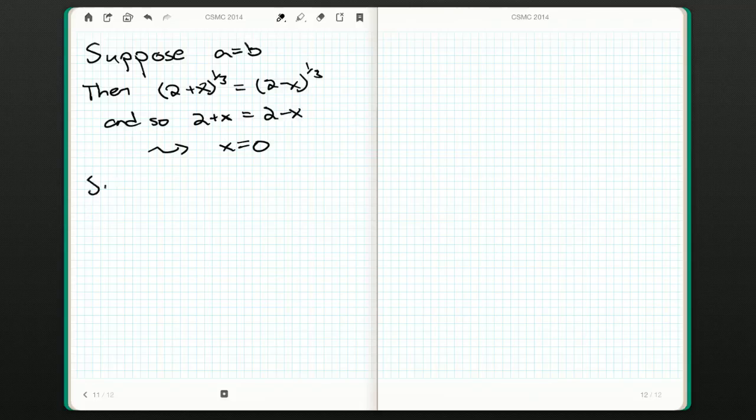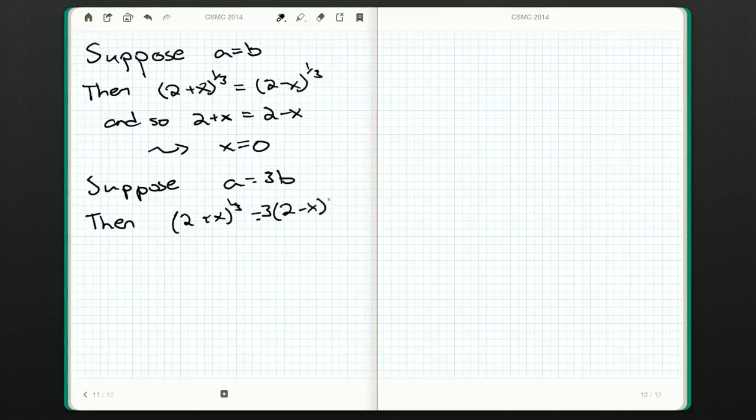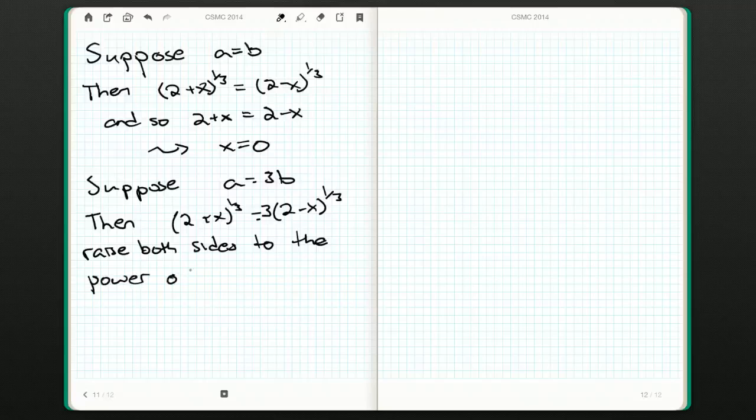We can instead now suppose our other condition. So we had a equals b, so we could check a equals 3b. So what were a and b again? We substitute those guys back in. (2 plus x) to the 1/3 equals 3 times (2 minus x) to the 1/3. Raising both sides to the power of 3, we get 2 plus x on this side. We need 3 to the power of 3, so that's 27, times 2 minus x. Okay?